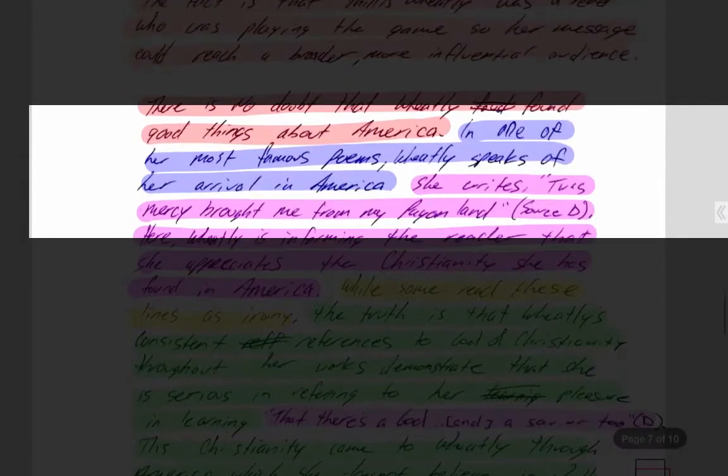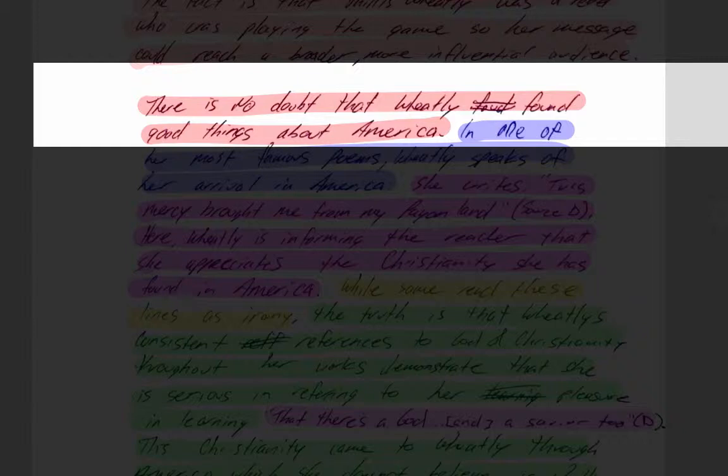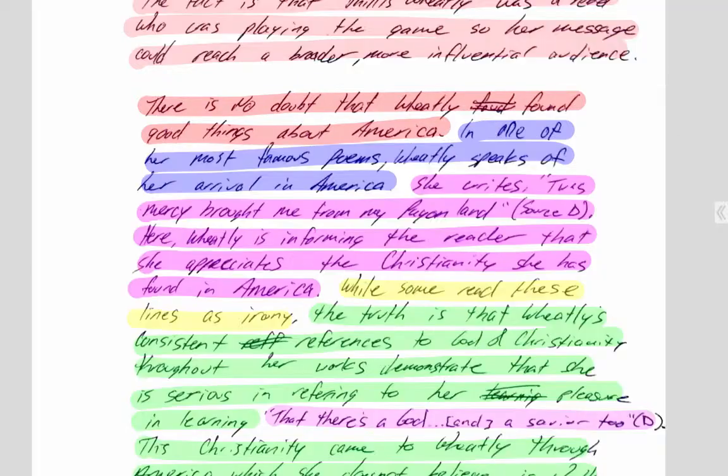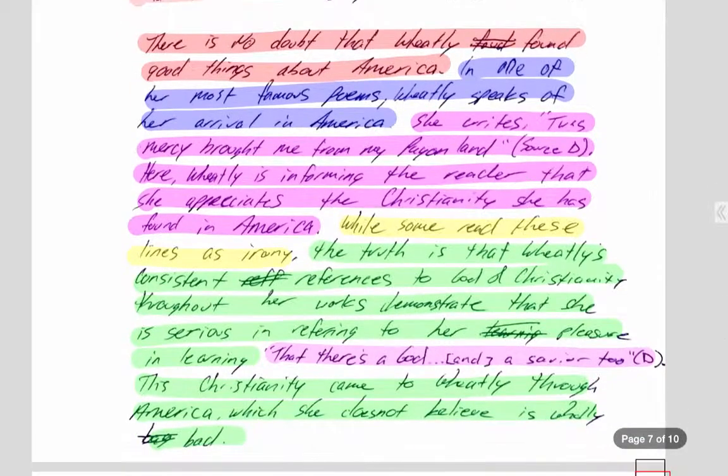Then the body paragraphs always open with a claim. No doubt, Phillis Wheatley found some good things about America. That tells me in this paragraph, I'm going to talk about what are some good things Wheatley saw in America. Always introduce that quote, and then put it in your own words, which I do here in the blue and the pink.